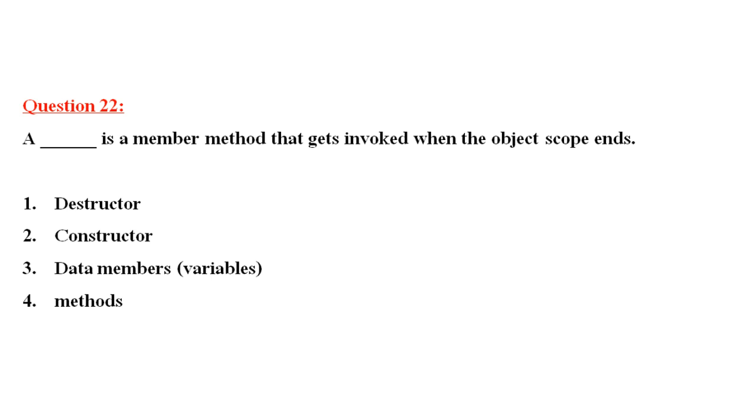Question number 22. A dash is a member method that gets invoked when the object scope ends. So number 1 is destructor, number 2 constructor, number 3 data members or variables, number 4 methods. Okay, so here the right answer is destructor, which will deallocate memory space.